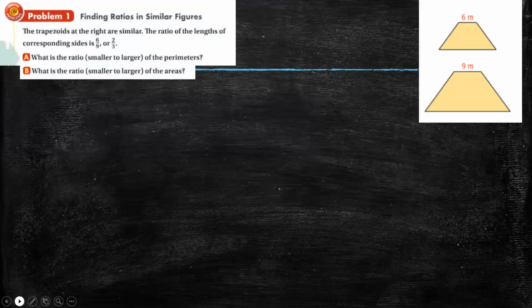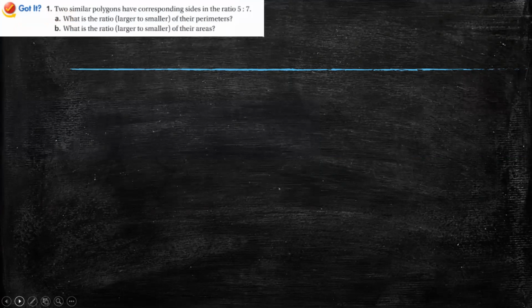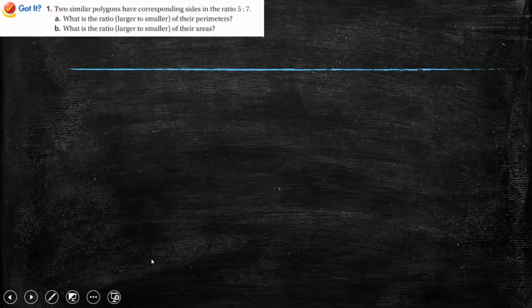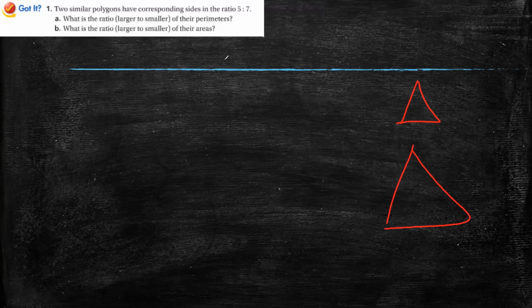And we solve these two questions. How can we find this one here? We have two similar polygons. We have the corresponding sides with a ratio of 5 to 7. What is the ratio of larger to smaller? Larger to smaller, I told you that if I have these two shapes as an example, the small shape is 5 and this larger one is 7.